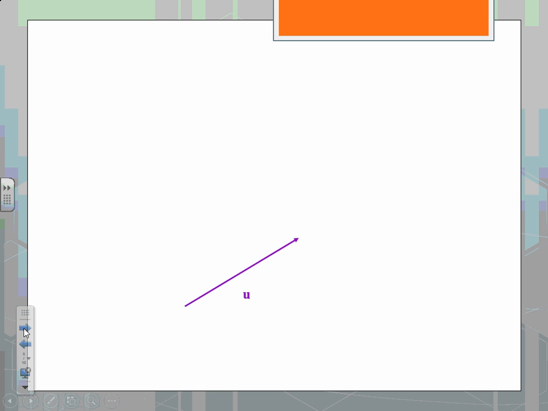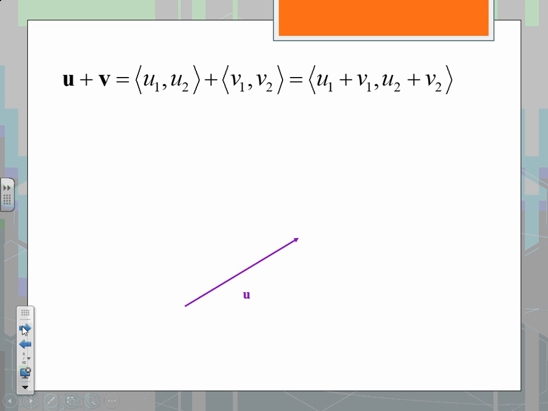Remember, when we add vectors together, we can simply add the components together. And I want to show you a picture illustrating how we do that. Here is vector u. We want to add to it vector v. So what we can do is draw vector u, and from where it ends, we draw vector v. Then we connect the two for u plus v.